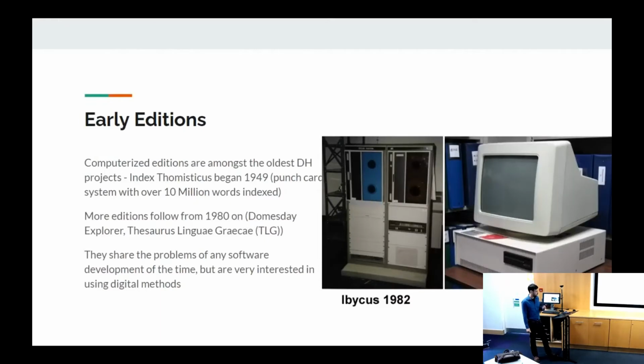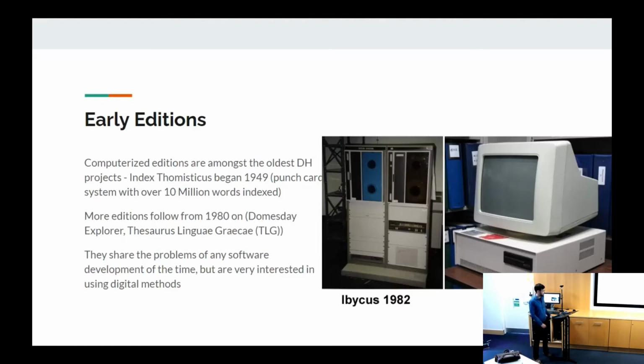And it's really important to understand that computerized editions, I'm saying computerized here because we're not really talking about digital editions yet, are amongst the oldest DH projects. So there's one that began in 1949 that is often cited as an example. But what we are really focused on is editions that follow from the 1980s on. There's a good few editions that started in the 1980s. Here is one example, how this was on these big tape machines in 82 and then was eventually ported to newer machines.